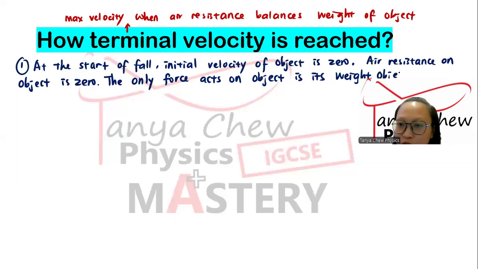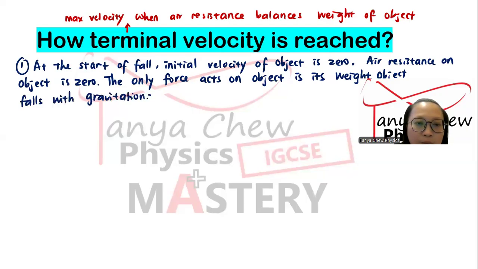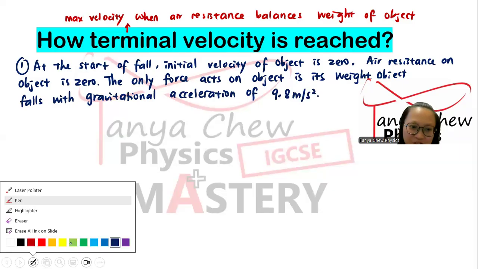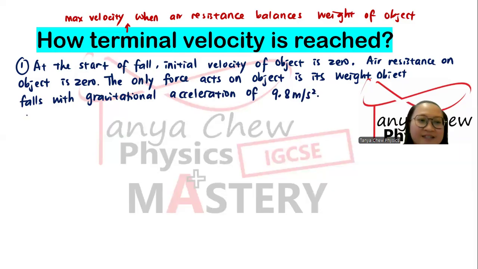So due to the weight, the object falls with gravitational acceleration. If you want to give more information, that is even better: 9.8 meters per second squared. That's it. That's the first stage. Okay, I'm going to use a different color for the second stage.